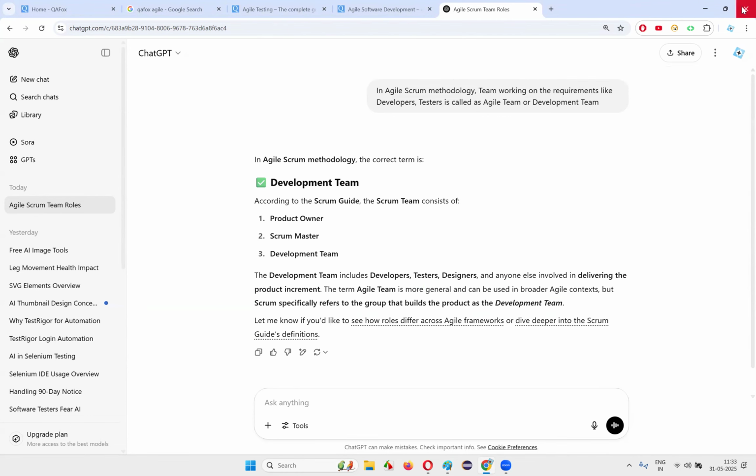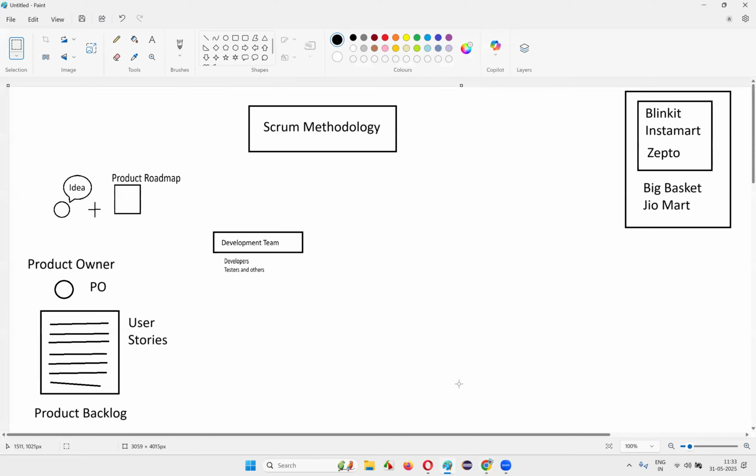Okay, so next one. Now you know the product owner. What is the role of the product owner? Now you know what the development team will do in agile. They will develop these requirements and also test them so that the requirements will be ready. Now there is one concept known as sprint. Everyone type sprint in the chat box. There is one concept known as sprint.